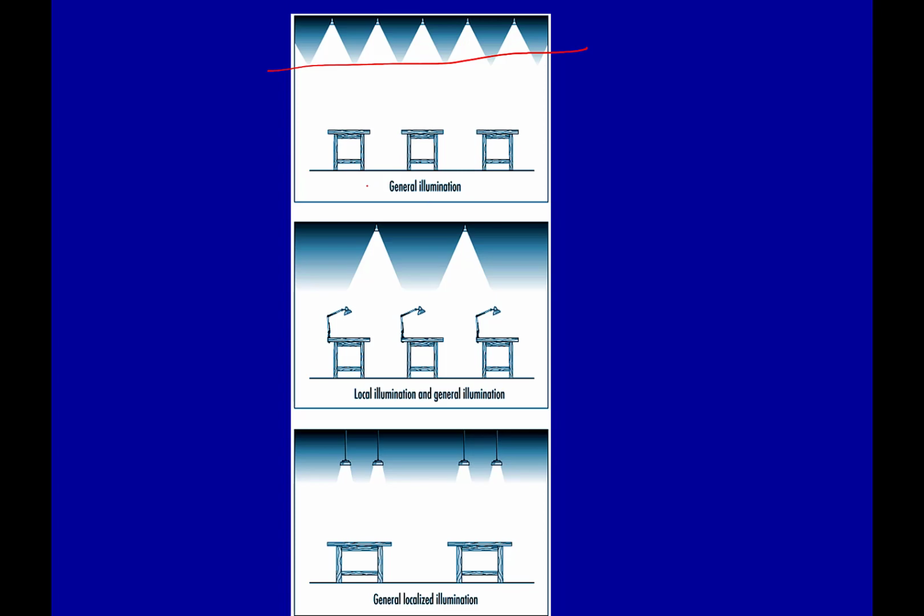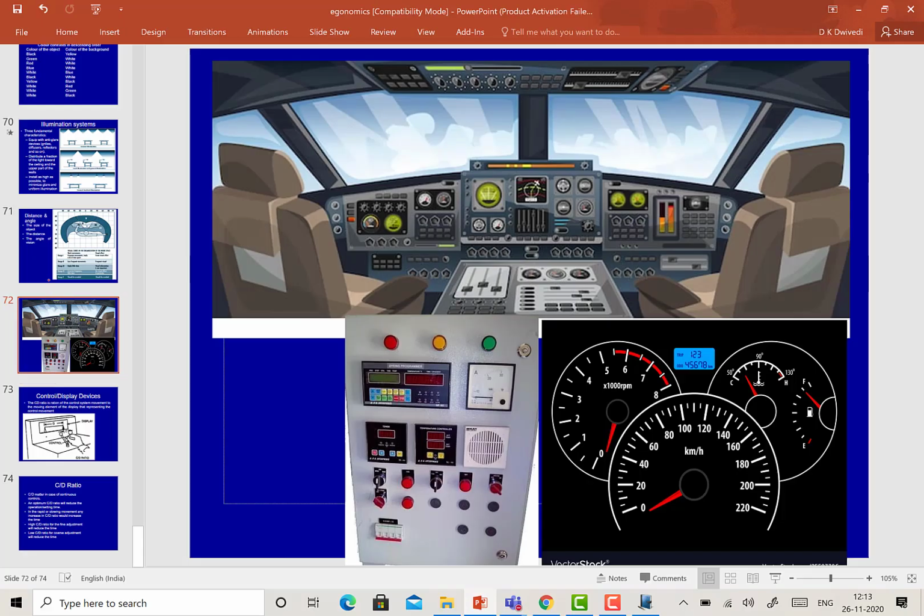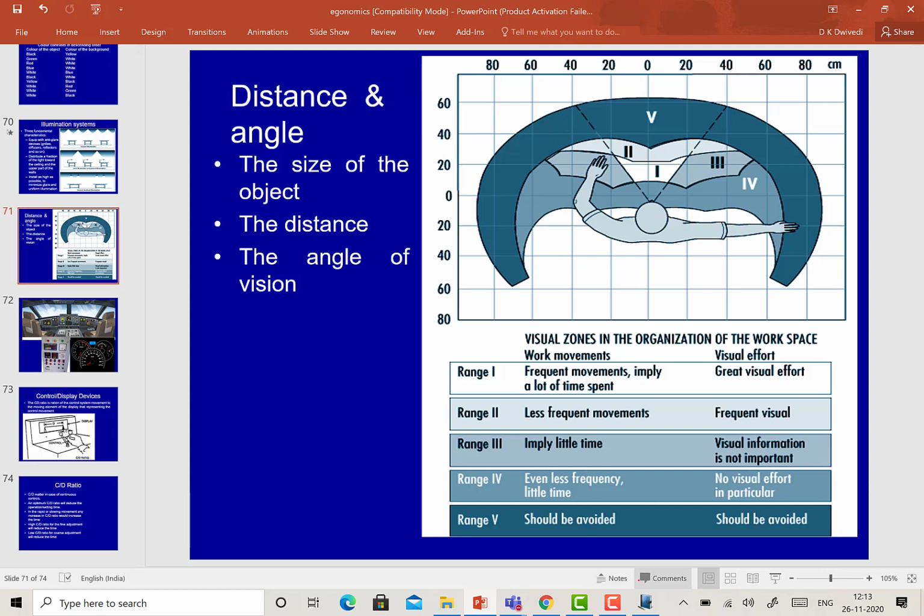So this is the general illumination, and this is the case of both local and general illumination. This is the most general illumination, and this is localized as well as general, and this is generalized localized illumination. So depending upon the kind, this will cause the minimum glaring effect. Then I'll come back to this again.